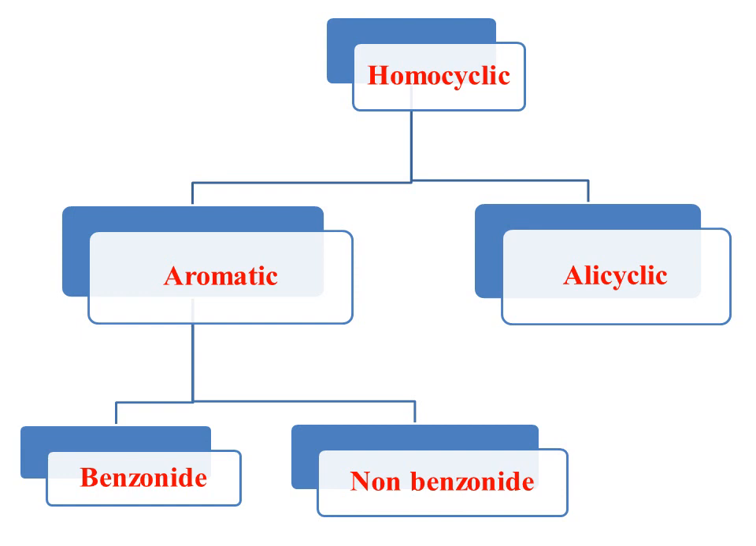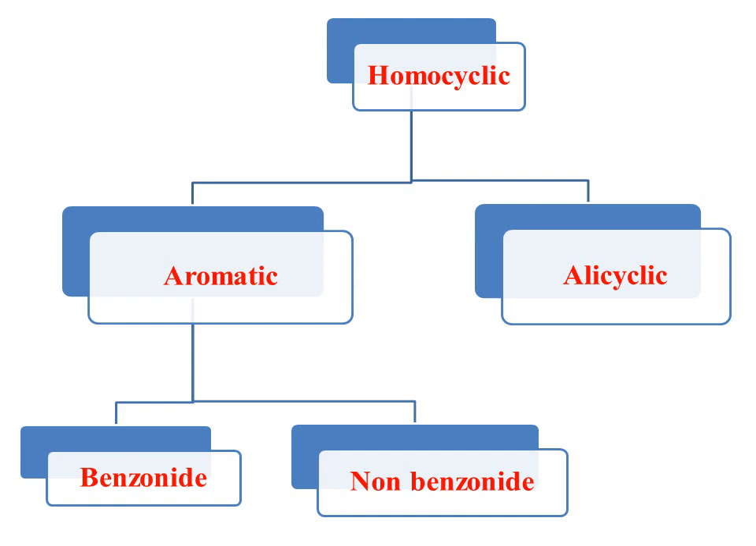Again, homocyclic hydrocarbons are further classified. Homo means they are made up of only one type of ring atom. They are further classified into alicyclic and aromatic. Aromatic compounds are further classified into benzenoid and non-benzenoid. Aromatic means they have aromaticity and follow Huckel's rule. They are organic compounds that are cyclic in nature.